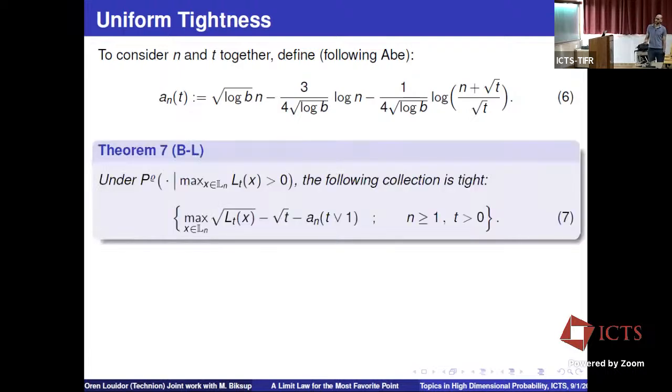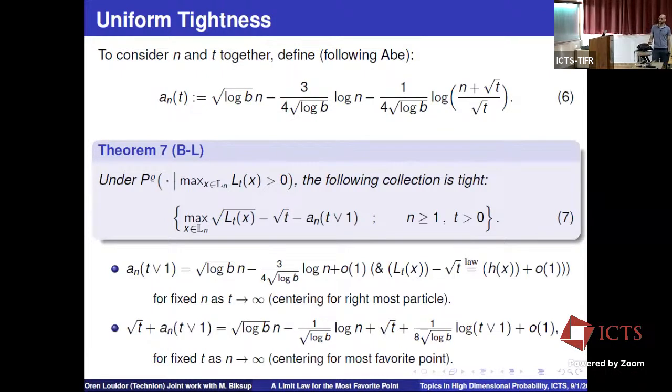So here's the result. If you look at the maximal local time, then it's tight around square root of t plus this centering sequence, and that's true simultaneously for all n and all t. And why am I saying that this captures both the branching random walk and the maximal local time at the same time, simultaneously?